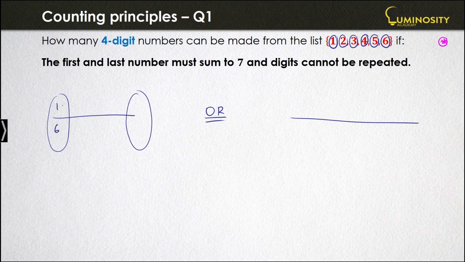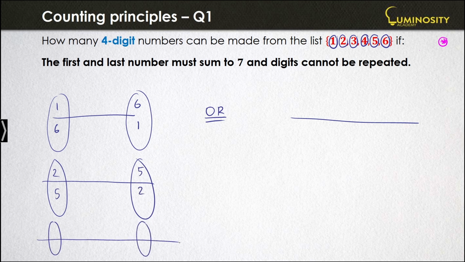In this case, if it's 1 here in the first one, then it must be 6 in the last one, and 1 here. Then in the second ones, instead of 1 and 6, you could have 2 and 5 or 5 and 2. And then the last ones here, you could either have 3 and 4 or 4 and 3. Okay, so let me put the word "or" here. Take that away. Okay, so let's do the counting here.